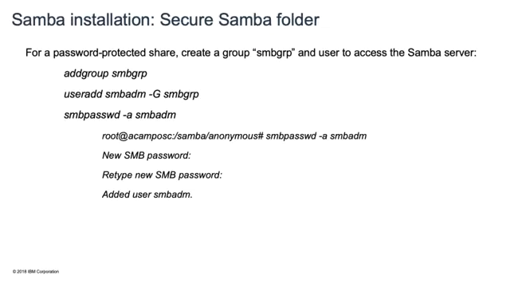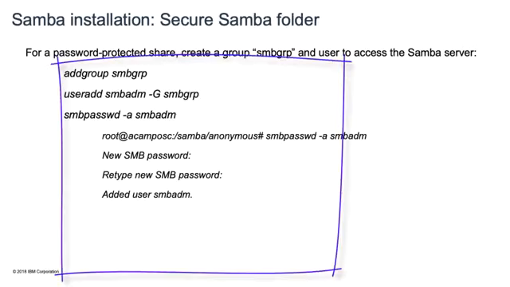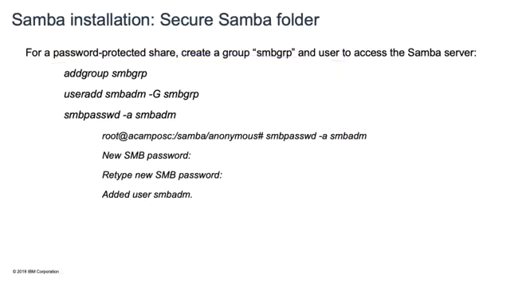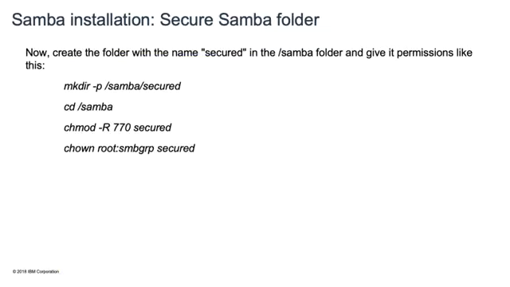If you want to create a folder, but with a password or secure folder, we just need to edit the same file, but we need to add the user and also the following lines to create a folder with a specific password. In this case, we are creating this folder with a secured name under samba, and then we are providing the permissions to that specific folder.